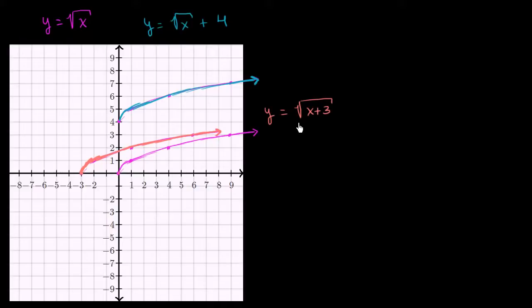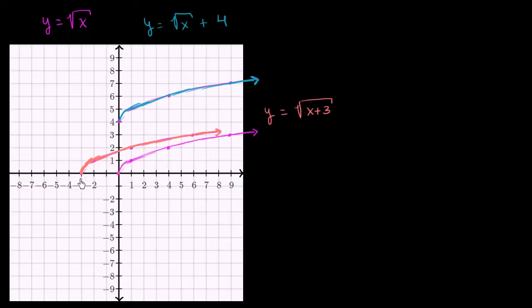And once again, it might be counterintuitive. We went from square root of x to square root of x plus 3. When we added 4 outside of the radical, that shifted it up. But when we add 3 inside of the radical, instead of shifting it to the right, instead of shifting it that way, it shifted it to the left. It made this point go from 0 to negative 3.